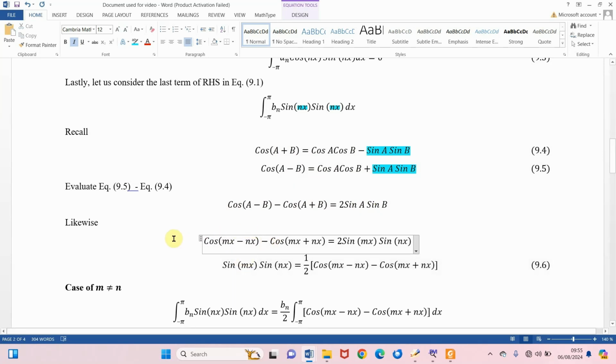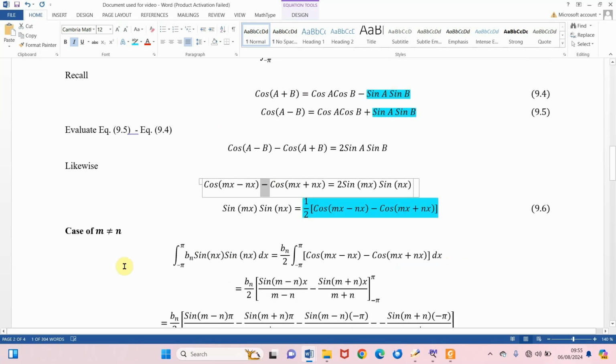So let's replace a with mx and let's replace b with nx. So we have this expression here. Looking at this, we can now obtain our expression for sine mx and nx. That will give us 1/2 of this. Whenever we are dealing with this, we replace it with this expression. Please take note of the correction in your lecture note. This is minus and this is minus.